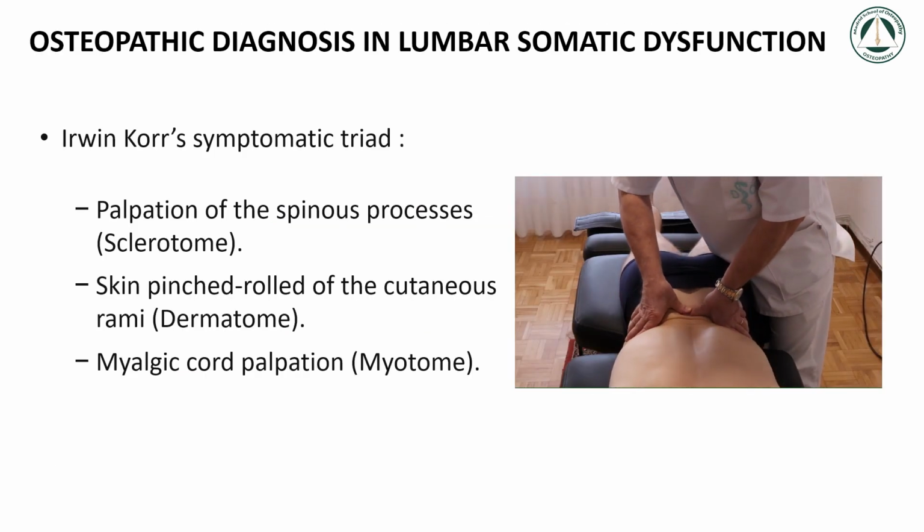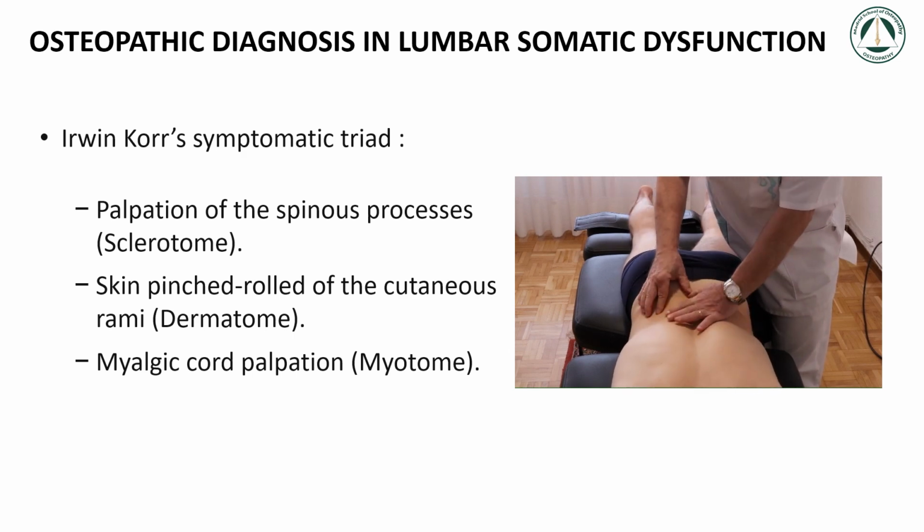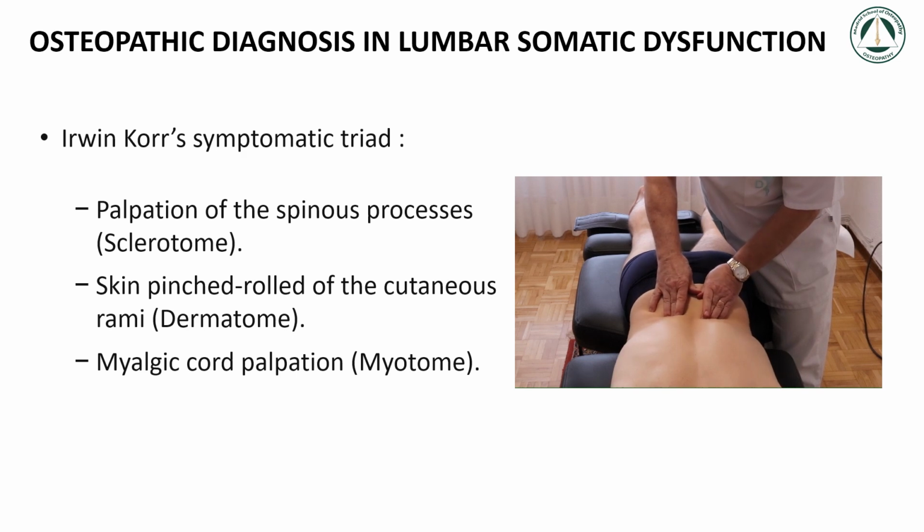The Irvin-Korr symptomatic triad for somatic spinal dysfunction includes myalgic cord palpation, myotome; localized pain and cellulitis with the skin pinch roll of the cutaneous rami, dermatome; spinous process pain during palpation, for the sclerotome.